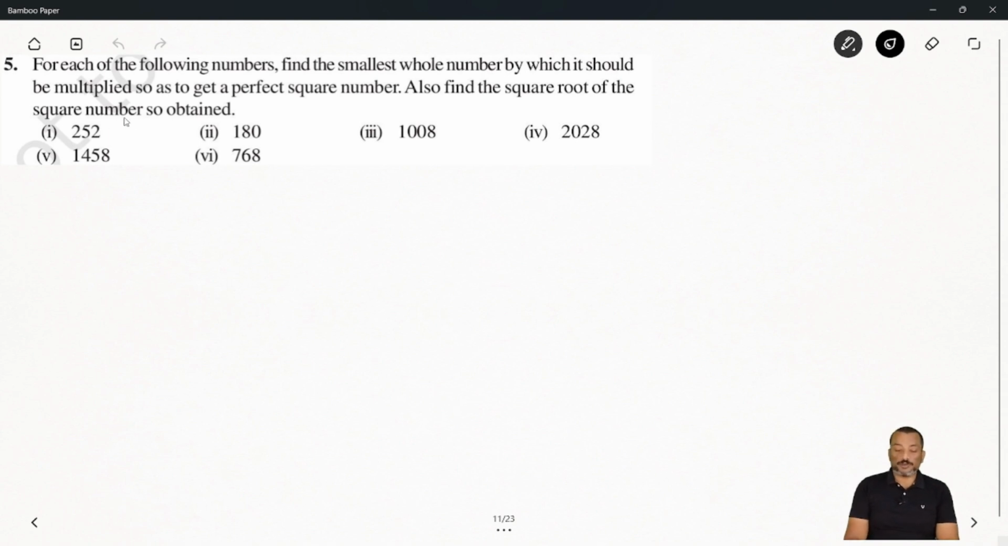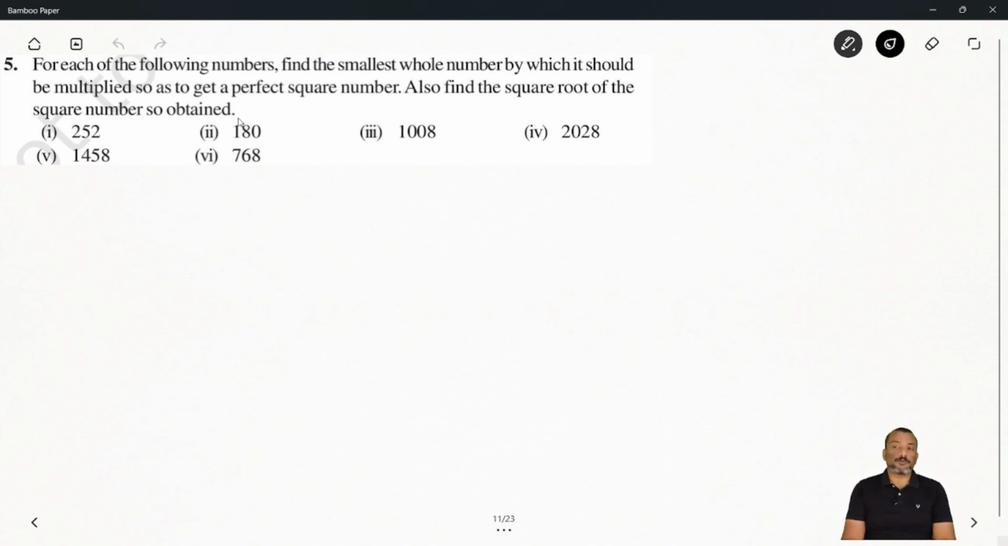Now, the next question is saying, for each of the following numbers, find the smallest whole number by which it should be multiplied to get a perfect square number. And also find the square root of the square number so obtained. Basically, you have to find the number by which we can multiply to get a perfect square, and also the square root. This type of question is very important and very easy to solve.